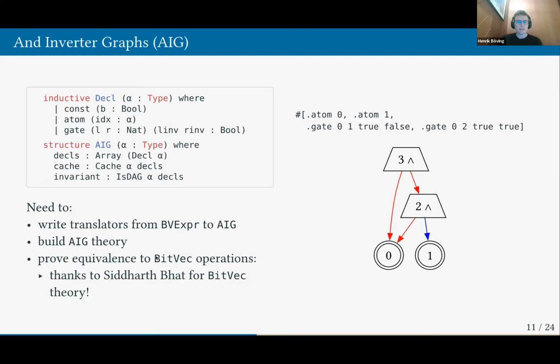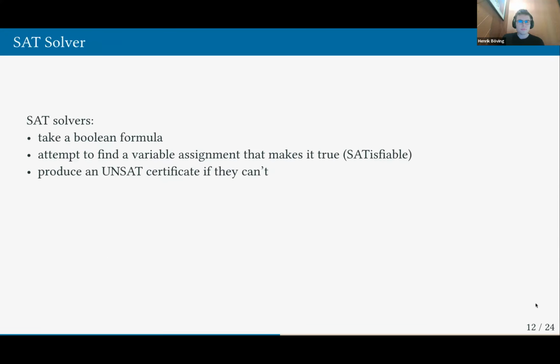And the BitVec theory half of this was done by Siddharth Bhatt. Thanks a lot for that. Right. So now we have our circuit. And the next thing is we need to show the circuit can never output true.